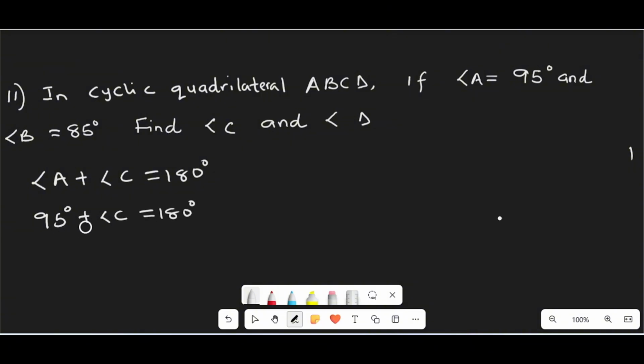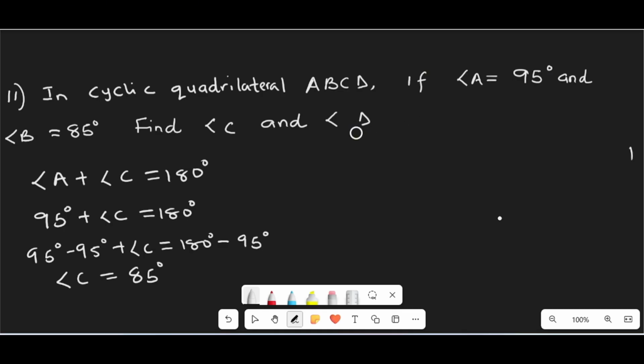Let us subtract 95 degrees from both sides. 95 degrees minus 95 degrees plus angle C equals 180 degrees minus 95 degrees. 95 degrees minus 95 degrees will give us 0. Angle C equals 180 degrees minus 95 degrees, which will give us 85 degrees. Now also let us find our angle D.